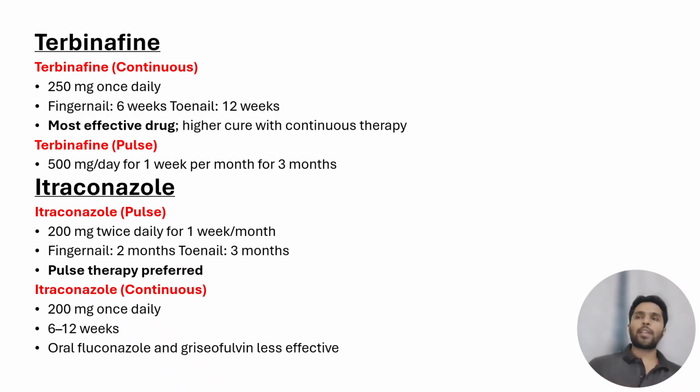While terbinafine can also be given as pulse, continuous is always preferred. In pulse, it is given as 500 mg per day for 1 week per month for 3 months. Coming to itraconazole, it is given as pulse 200 mg BD for 1 week per month, for 2 months for fingernails and 3 months for toenails. That is, for fingernails 2 pulses are given, while for toenails 3 pulses are given.